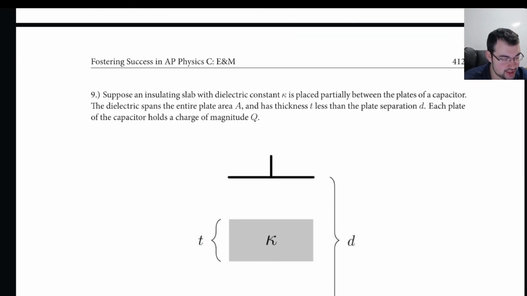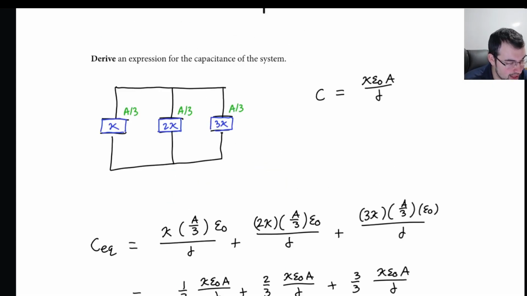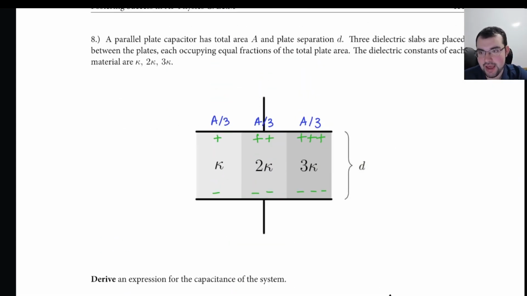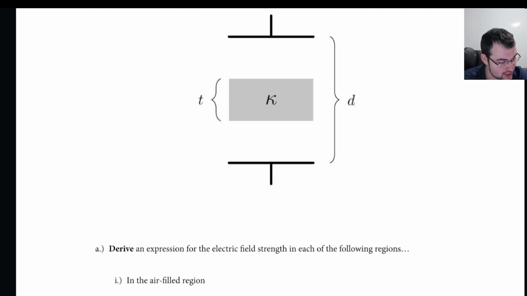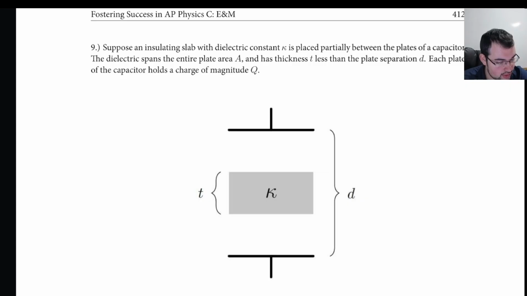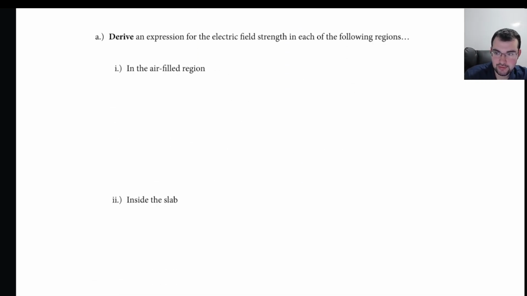All right, suppose an insulating slab with dielectric kappa is placed partially between the plates. So it fully fills the area, but it doesn't cross the whole gap, as opposed to last time where it would fill part of the area, but the entire gap. So it's a different setup here. We're saying the capacitor holds a charge Q on each plate, so you're plus Q and you're minus Q. All right. Derive an expression for the E field in each of the following regions: air-filled and inside slab.